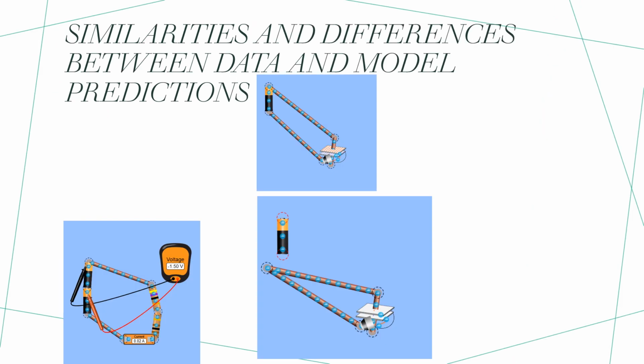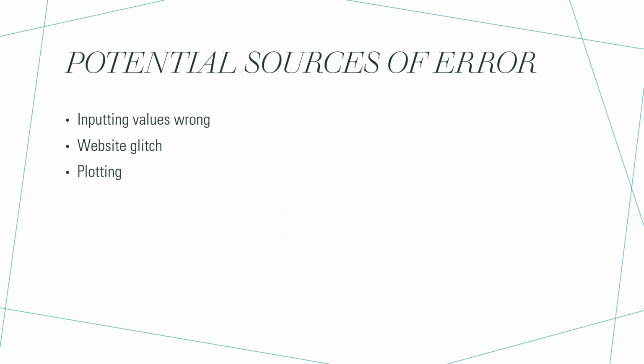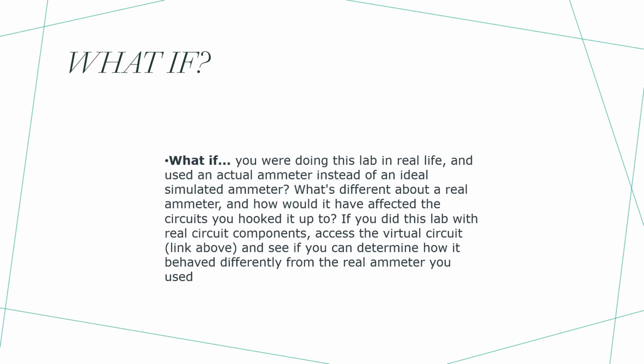Similarities and differences between data and model predictions. On the bottom left, we have the first model, and it was the same as what I predicted. As you go around, it shows you the values, and then there's a net 0 in the circuit. It completes the circuit. On the right, we use the battery to fill up the capacitor, and then we release it. On the bottom, that's what shows when you take the battery out and you let the capacitor release. Potential sources of error: inputting values wrong, website glitch, plotting on Excel.